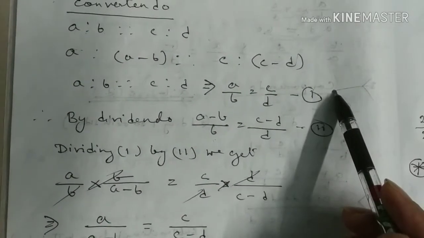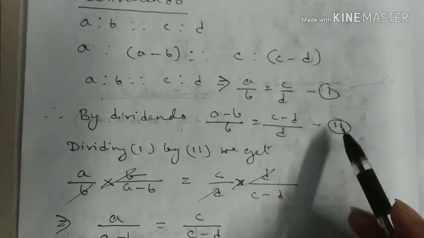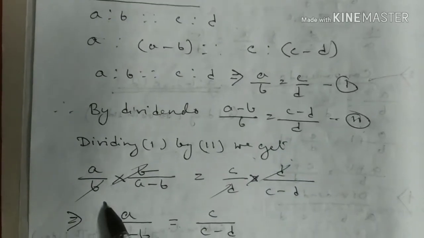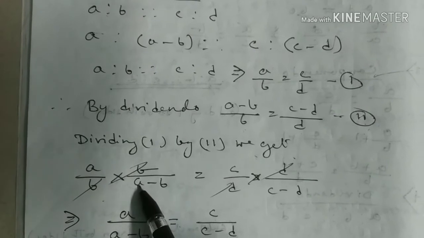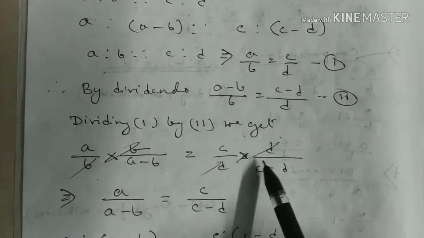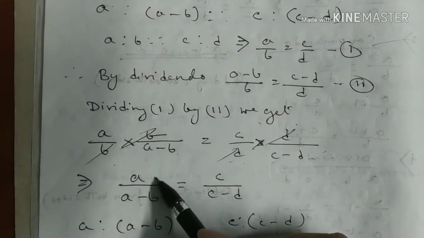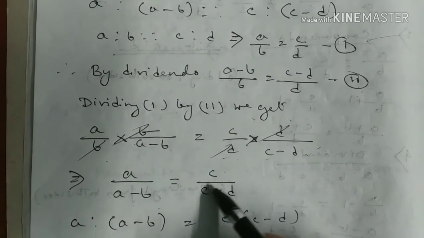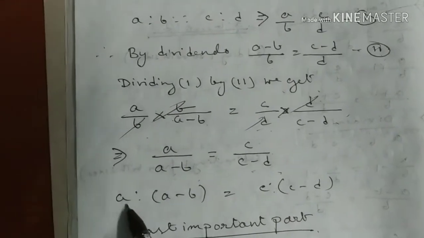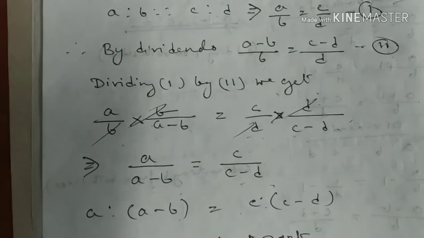Now we divide equation 1 by equation 2. Dividing equation 1 by 2, we get a by b. As we are dividing, it is going to get reciprocated into b by a minus b is equal to c by d into d by c minus d. D is getting cancelled, b is getting cancelled, and we get a divided by a minus b is equal to c divided by c minus d. So the end result we are getting is a is to a minus b is equal to c is to c minus d. Clear?